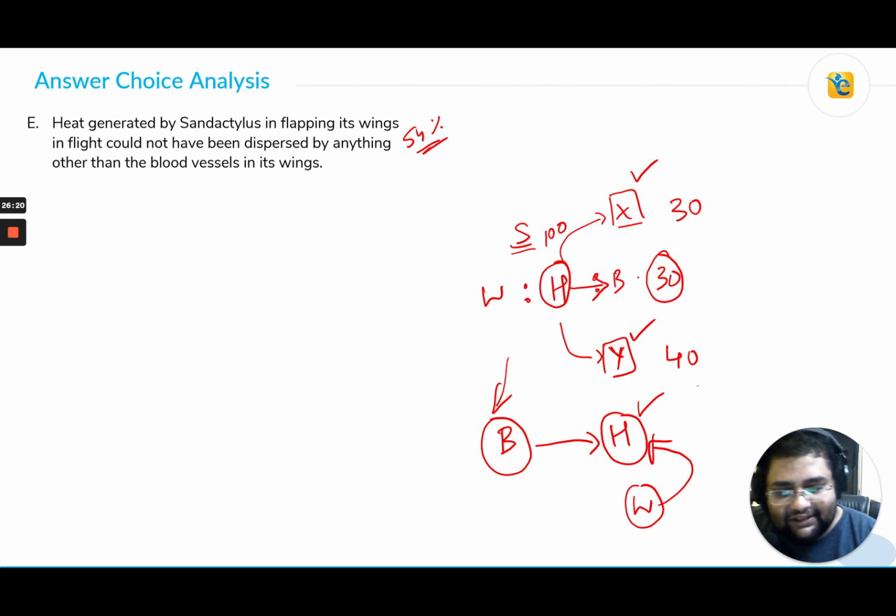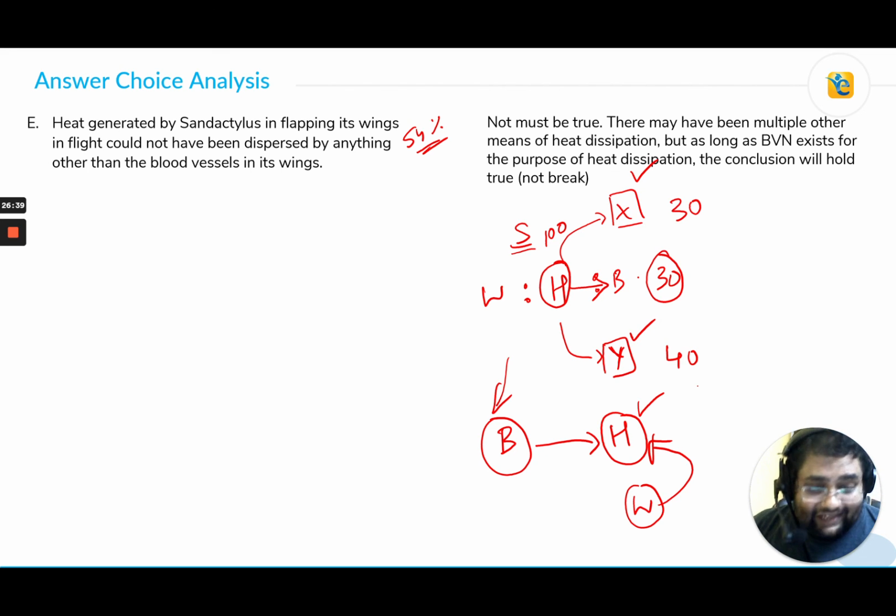In other words, even if you negate option choice E, your conclusion can still hold true. So just because there are other sources does not matter. As long as the purpose of the blood vessel networks is heat dissipation, it does not matter. Your conclusion can still hold true. So that is the reason why option E is incorrect.